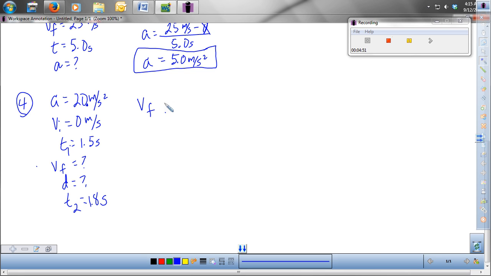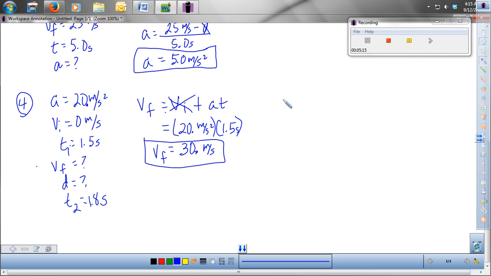VF is equal to VI plus AT. VI is 0. A is 20, and T is 1.5. So 20 times 1.5 is 30 meters per second. And there's two significant digits there.